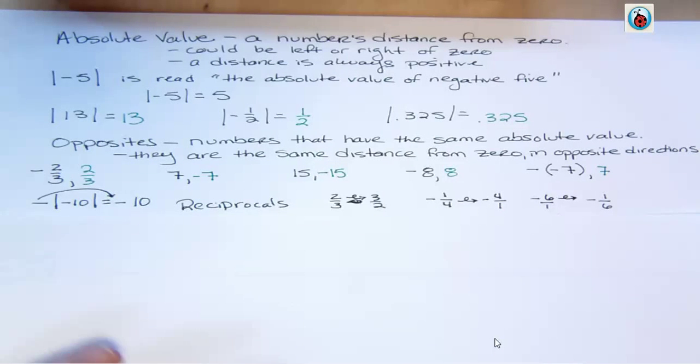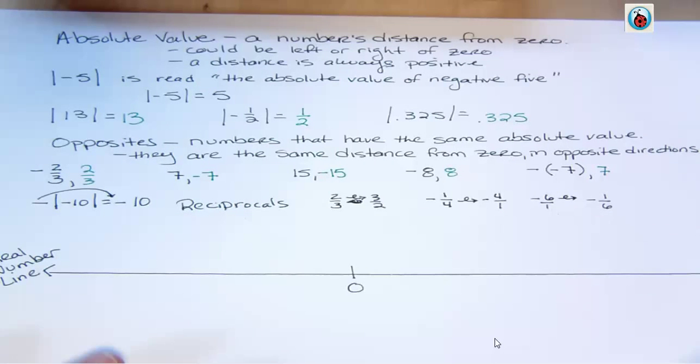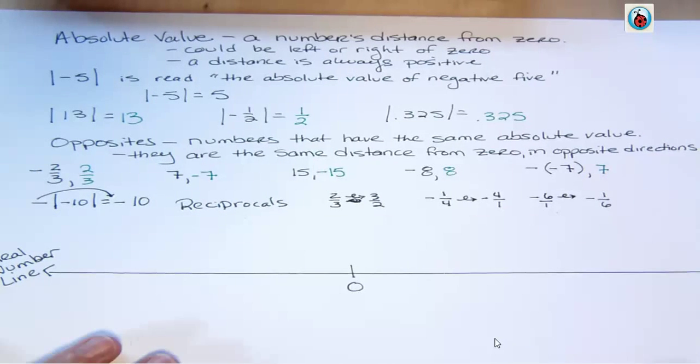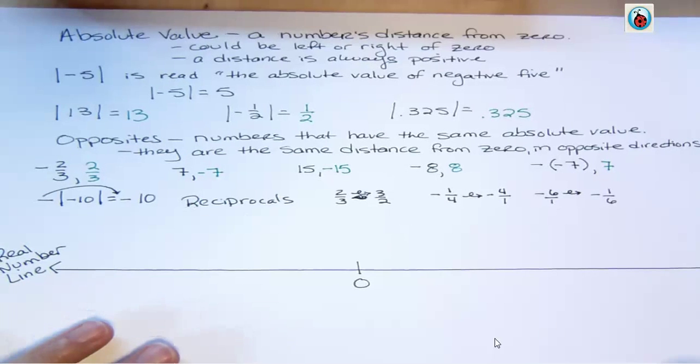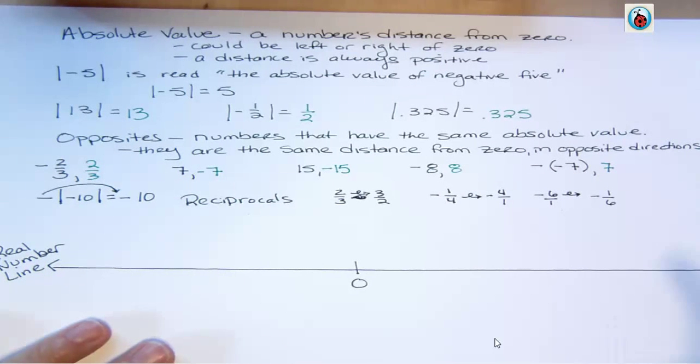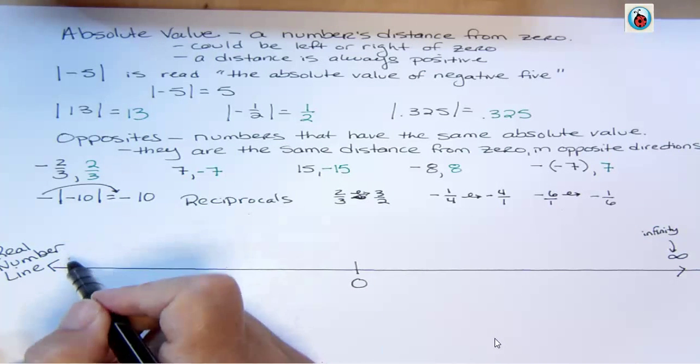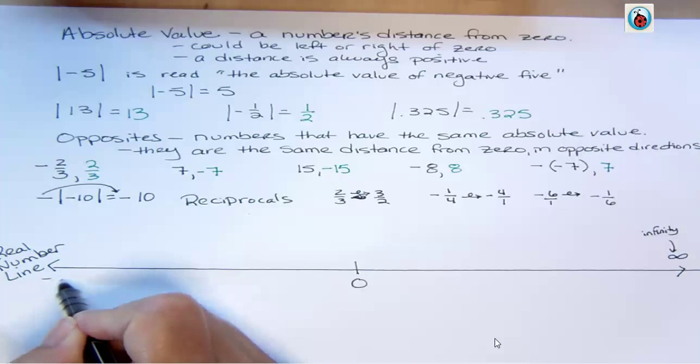And the last thing I want to do on this video is have you plot a few values onto the real number line. The real number line goes forever in both directions. And truthfully, we would say that we are going towards infinity. This is the infinity symbol right here. In other words, it gets greater and greater and never ends as you go to the right. And as you go to the left, we're actually going to negative infinity.